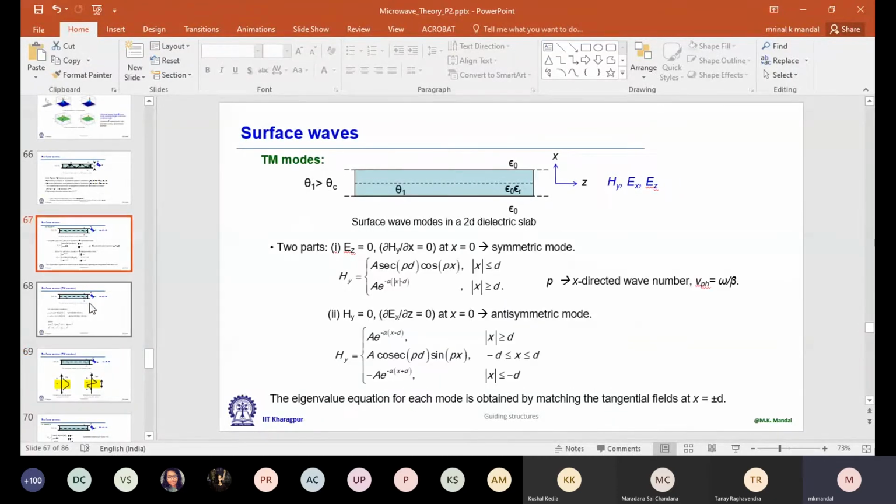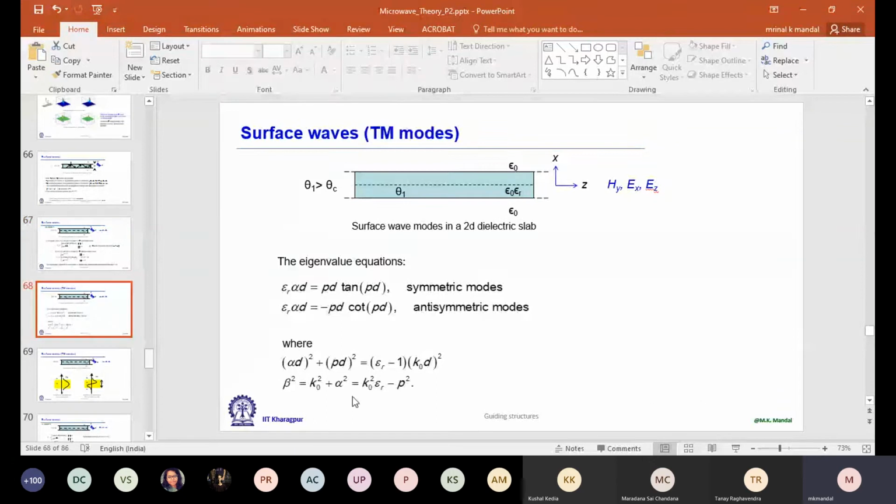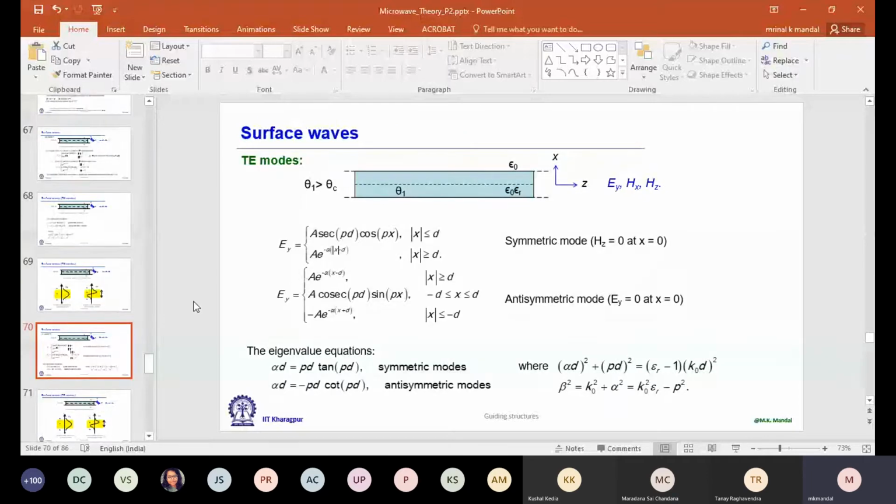We have the TM0 mode, which has no cutoff frequency. We are not going through any analysis, just the mode characteristics. The same is true for TE modes. In this case, you have to just replace all the electric field by magnetic field, so we don't have to repeat the analysis again. You see here Ey, Hx, and Hz. So we now put the relationship for Ey.